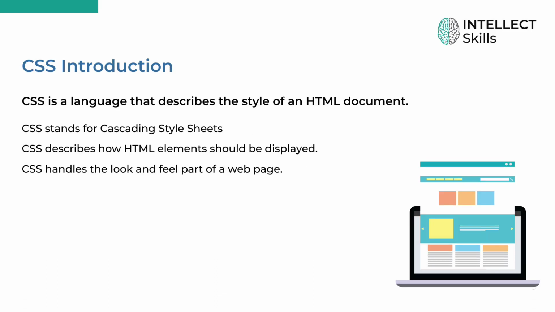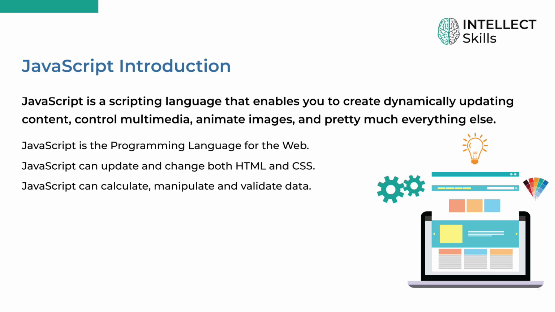Now let's move forward to CSS. CSS stands for Cascading Style Sheets. CSS describes how HTML elements should be displayed. CSS handles the look and feel of a web page. Now let's understand this in simple terms. CSS is used to style the HTML elements. For example, you have the colors, size, font weight, etc.